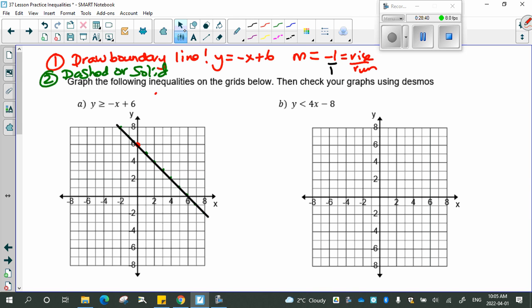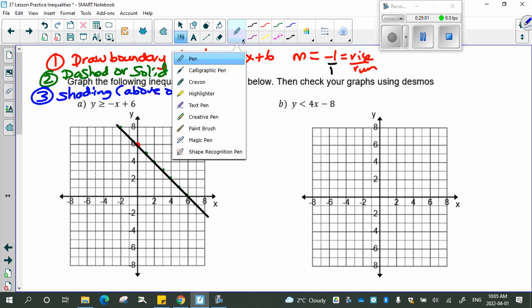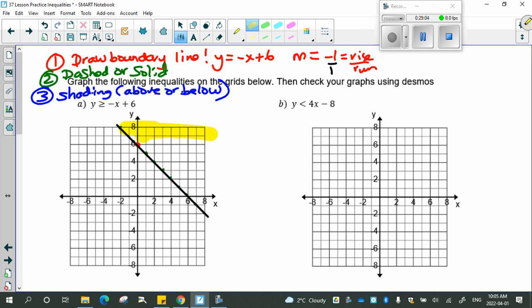Step 3, you do your shading. And then you have to decide whether it's going to be above or below. In this case, am I going to shade above or below? Above, because it's greater than or equal to. So I get my highlighter out and I shade above. And now I've just drawn the inequality, y is greater than or equal to negative x plus 6. Okay, so use these 3 steps.